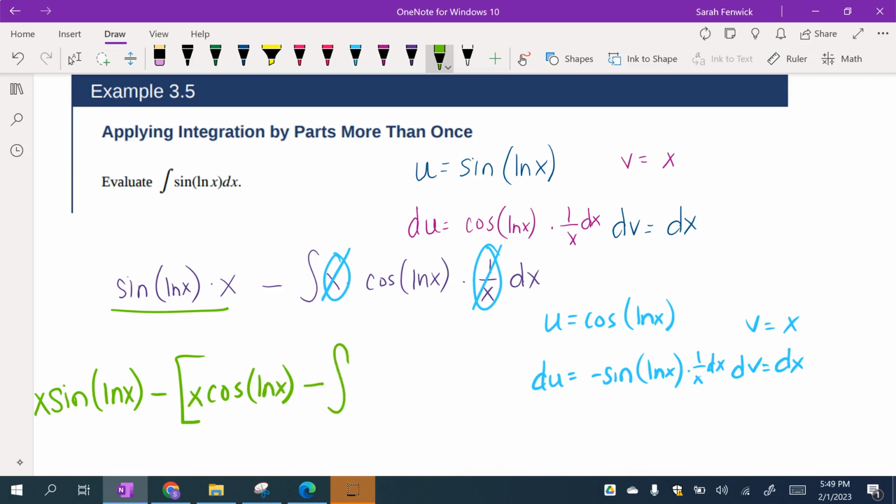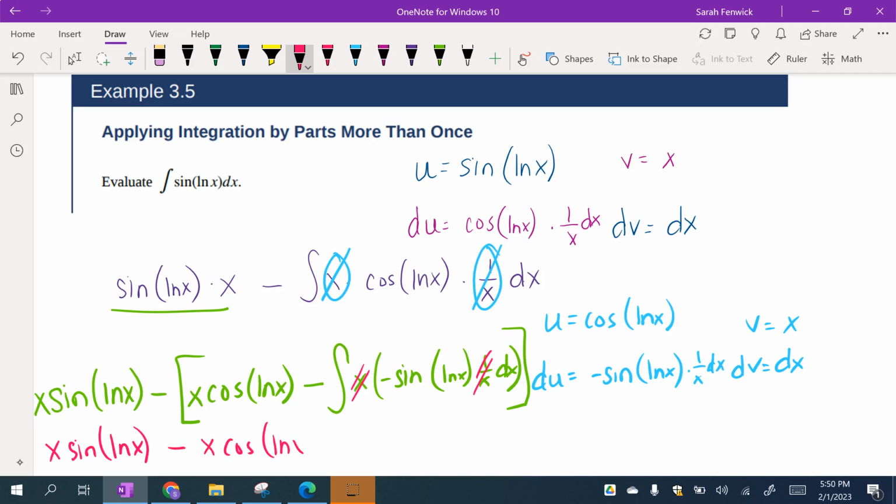Minus the integral of v du, once again, 1 over x and x simplify. We have x sine ln x minus x cosine ln x. This minus, when it distributes, makes this a plus the integral of negative sine ln x dx.